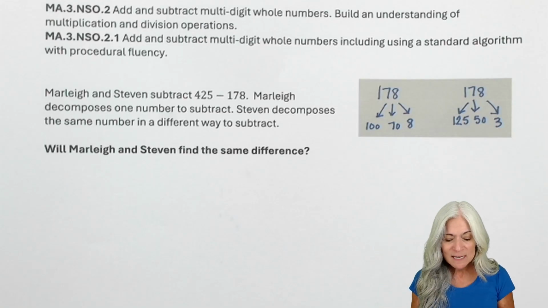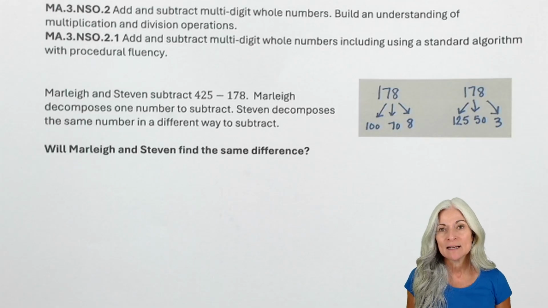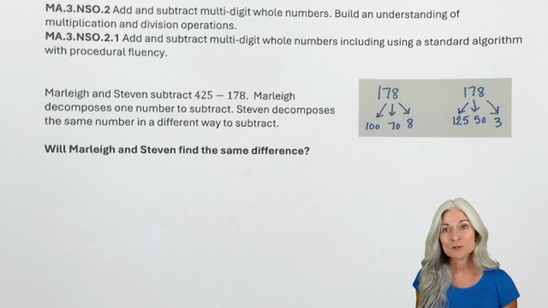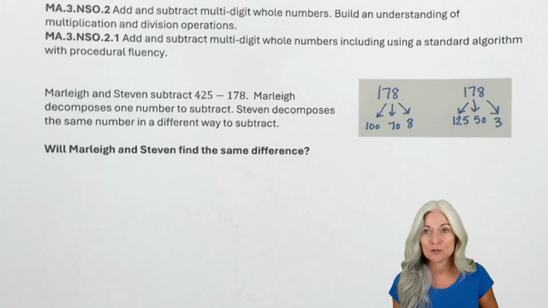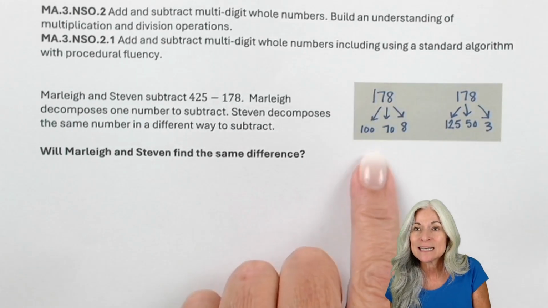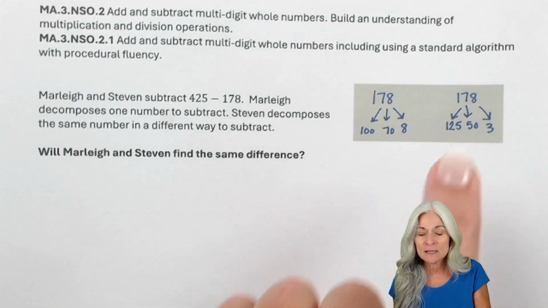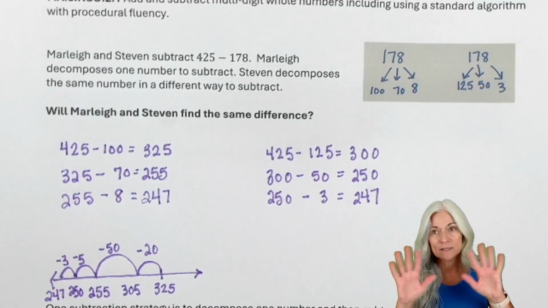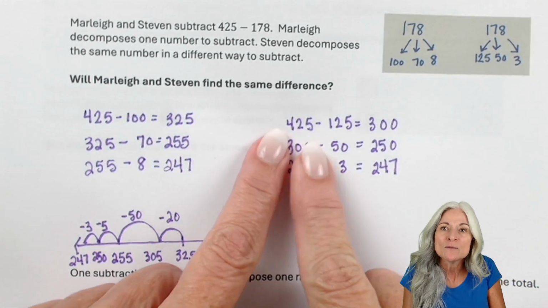All right, so we have Marley and Stephen subtract 425 minus 178. Marley decomposes one number to subtract. Stephen decomposes the same number in a different way to subtract. So Marley here, it looks like it's decomposing it by place value, where Stephen, if we look at why he's doing it this way, and if you want to watch the full version of this, it's over in the student version. So notice what Stephen's doing.